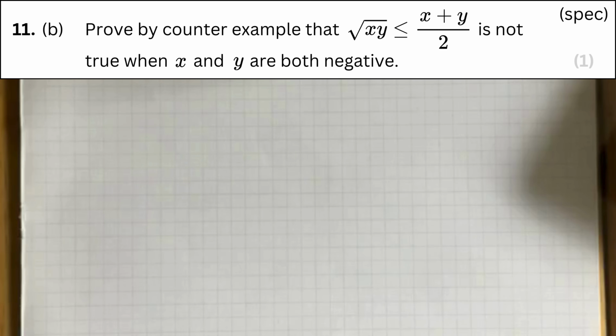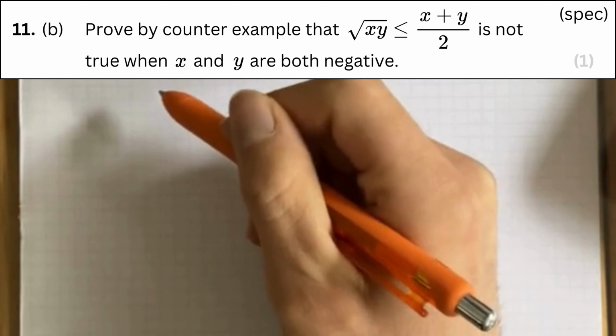This question from the Specimen paper was part B. In part A, you have to prove that this inequality was true for all positive x and y, but in this counterexample, you want to prove it's not true, necessarily, when x and y are both negative. The easiest thing we can do is to come up with just two random negative numbers. What I'm going to do is I'm going to come up with the smallest ones. We can take x equals, say, -1, and we can take y is equal to -2.